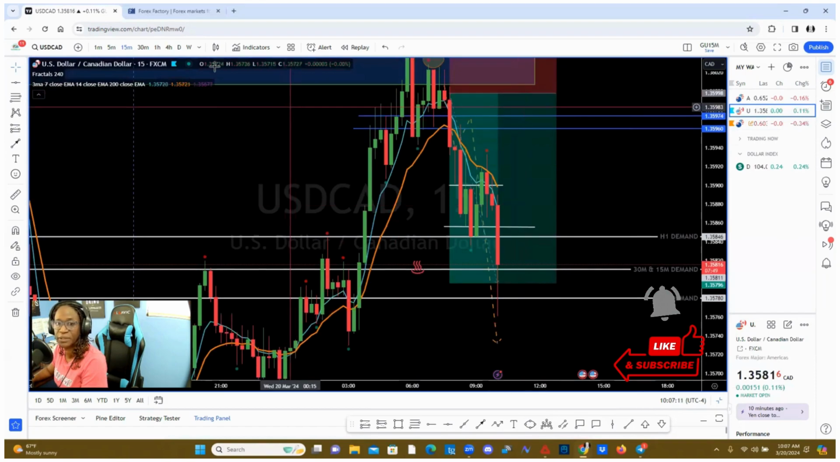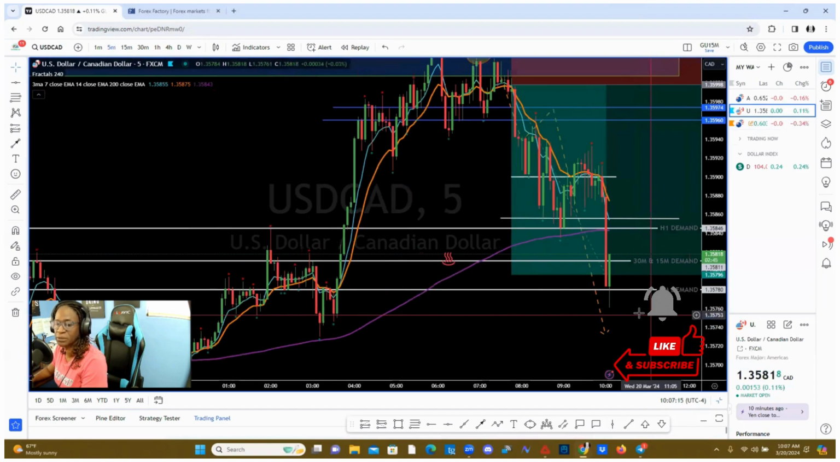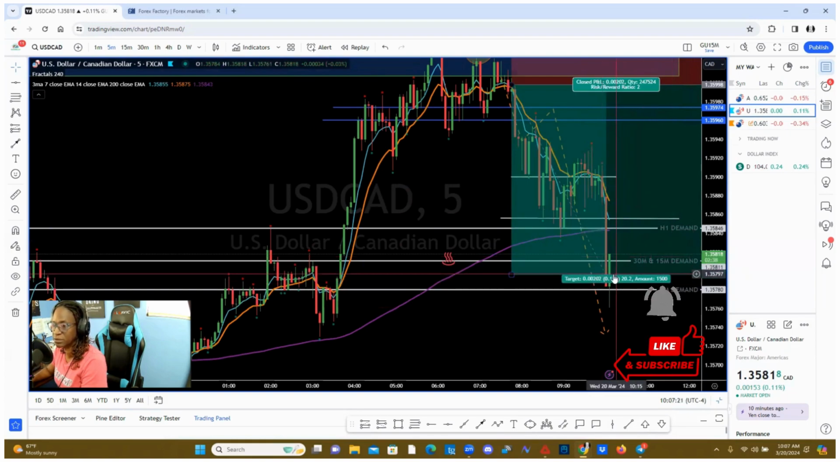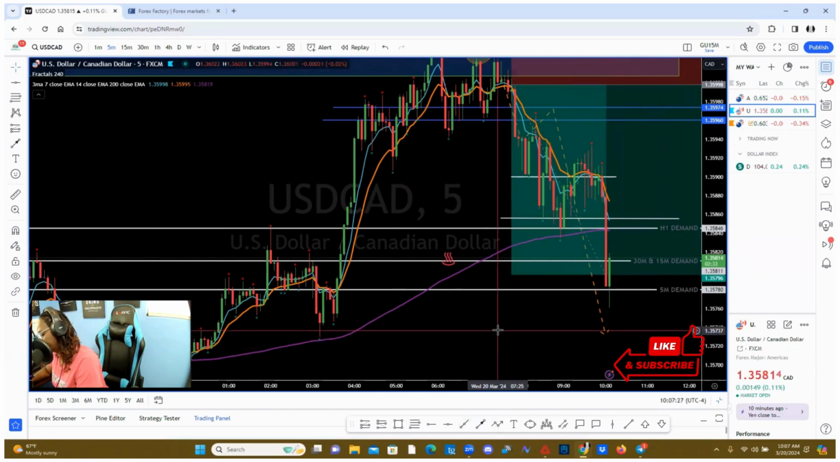We just hit the 5 minute demand. But look at that, that's the 5 minute demand, in this big old zone, and look at the reaction. So this could cause everything to turn around right now. All right, this is the end of my trading morning.